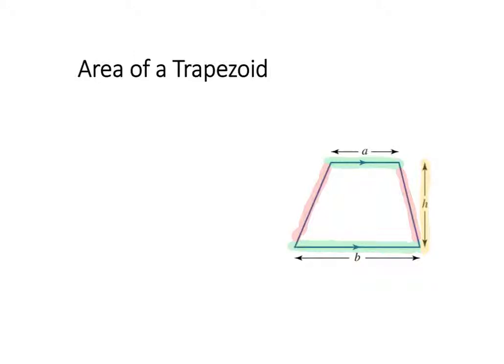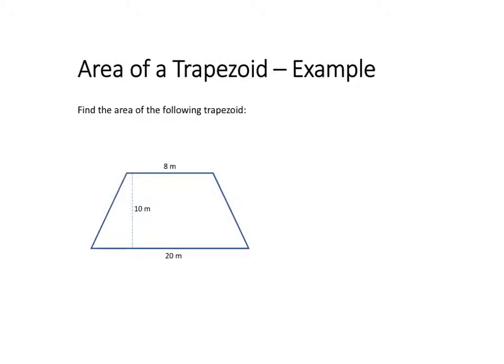So the formula to calculate the area of a trapezoid, so area is equal to half of A plus B times the height. So let's have a look at an example, and we want to calculate the area of the trapezoid provided. So first we need to go through and we need to work out what our measurements are going to be. So we want to look for our A and B measurements, or the length of the two sides that are parallel in the shape.